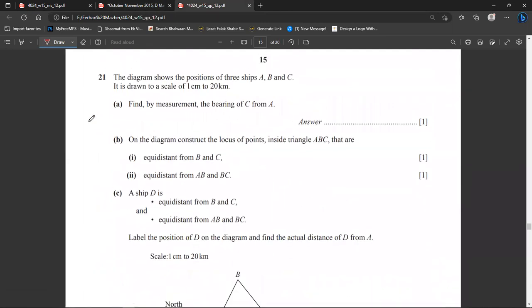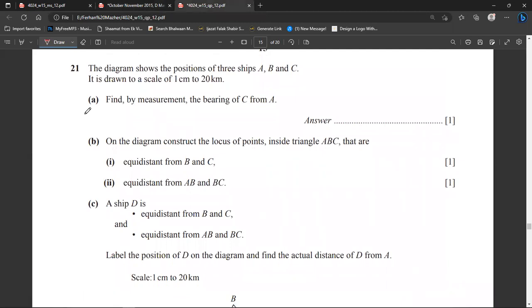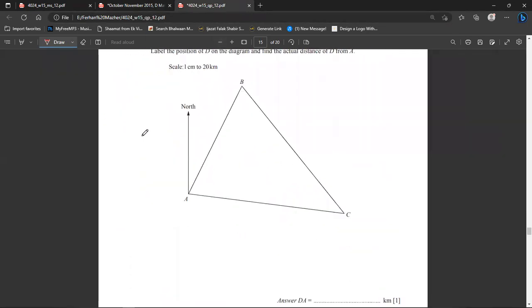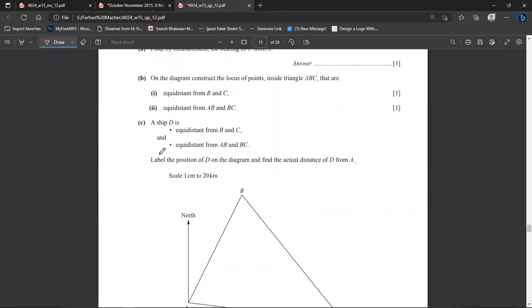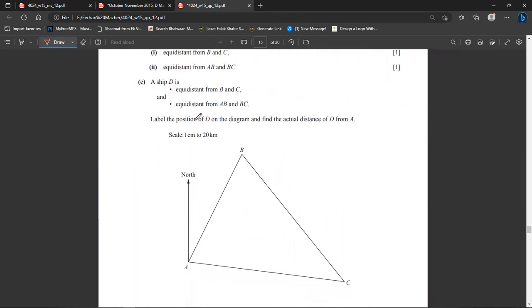Okay, now we are on question number 21. He says the diagram shows the positions of 3 ships A, B, and C. It is drawn to a scale of 1 centimeter to 20 kilometer. So here we have a figure given A, B, and C, and the scale used is 1 centimeter representing 20 kilometer. Find by measurement, underline this, the bearing of the C from A.